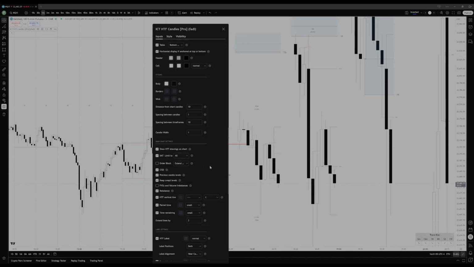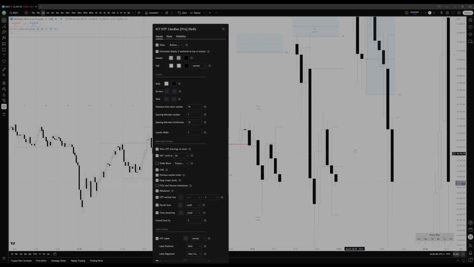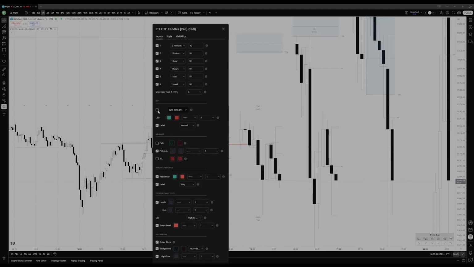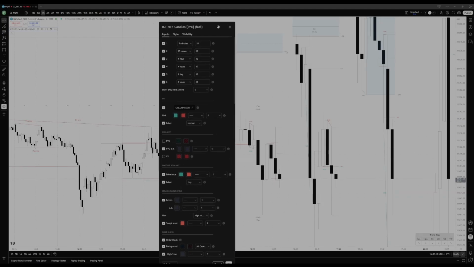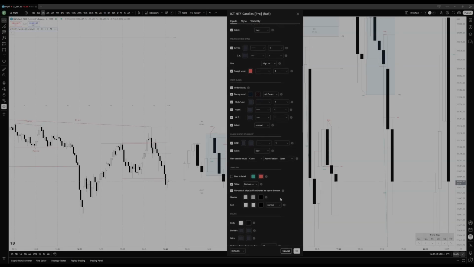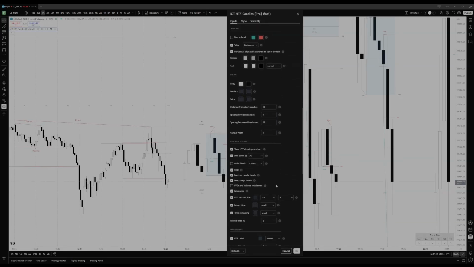Now, SMT, because it is resource intensive, enabling it here does not show the SMT. You'll have to enable the actual SMT explicitly, saying, I want to track SMT. That way, the indicator will start tracking and calculating the SMTs. And from here, you can decide which SMTs you want to track. By default, they're all. So the 5-minute SMT, the 15 minutes, the 1 hour, they will be reflected here with a label for them.